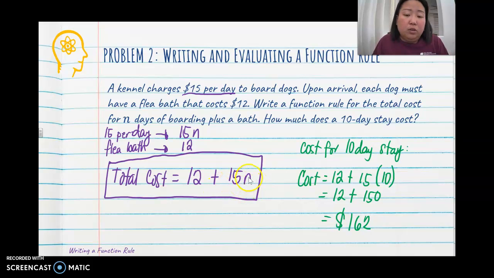Now, if you need to know how much you will be spending if the dog will be staying for 10 days, you can use this function rule. So you will have 12 plus 15 times 10, which is 150, and you add 12. And so you are looking at spending around $162 for the boarding.